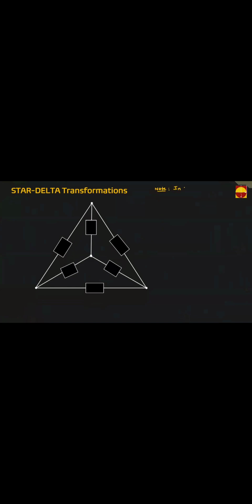In delta to star conversion, R and L are reduced by 3 times, but C is increased by 3 times. That is, capacitance becomes 3 times in delta to star conversion.